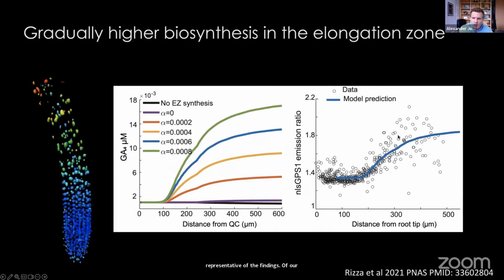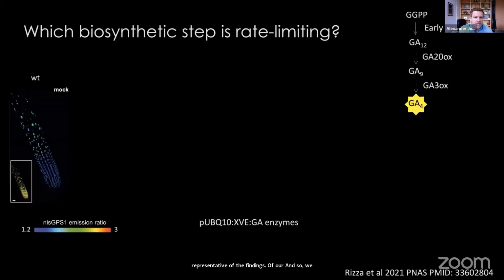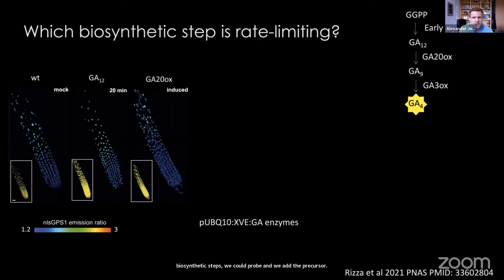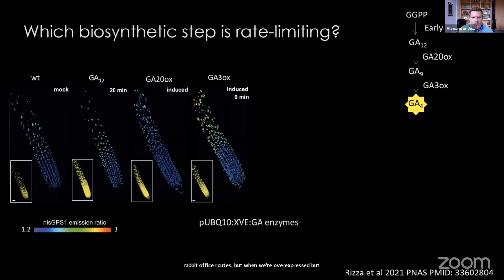And so we then decided to look at which biosynthetic steps were likely rate limiting. And we found actually some surprises. Early biosynthetic steps, which we could probe when we add the precursor, GA12, were not very effective at changing GA levels in Arabidopsis roots. But when we overexpressed what was thought to be rate limiting GA20 oxidase 1, we also did not see a strong effect. When we overexpressed the last biosynthetic step, we saw a big dramatic effect in the elongation zone.